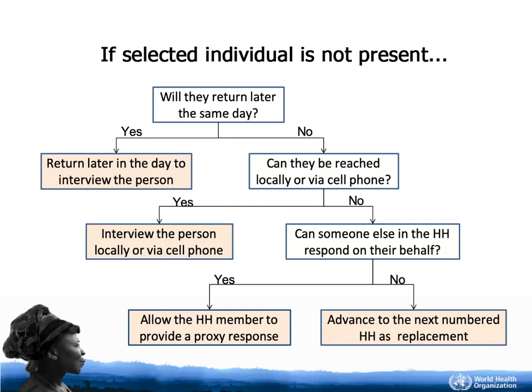If a different household member is able to respond on behalf of the absent member, often referred to as a proxy response, record that response. If that is not possible, advance to the next numbered household as a replacement. At the replacement household, it will be necessary to once again list all the individuals living in the household who are part of the survey population, and again pick one person randomly to interview.